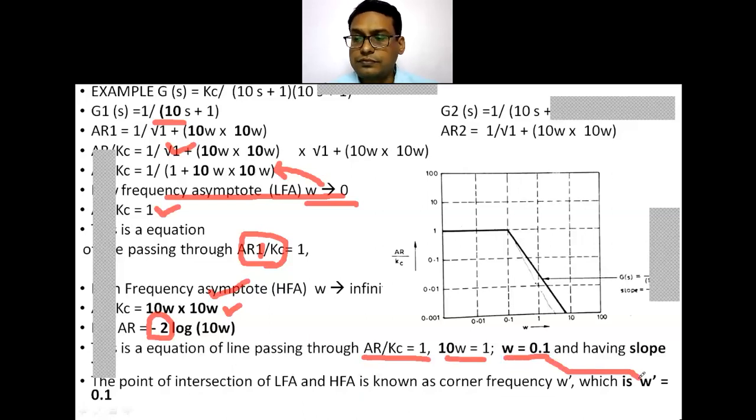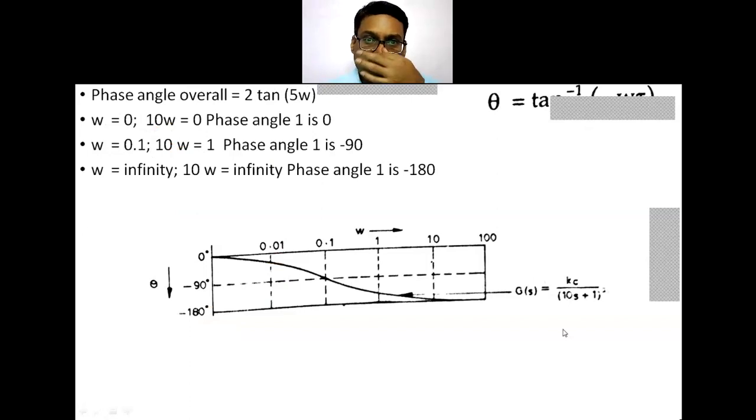Now next is the phase angle. Our formula is theta equals tan inverse of minus omega tau. So for this case, it is 2 tan inverse of 5 omega that will be there.